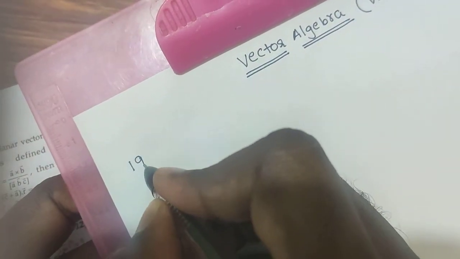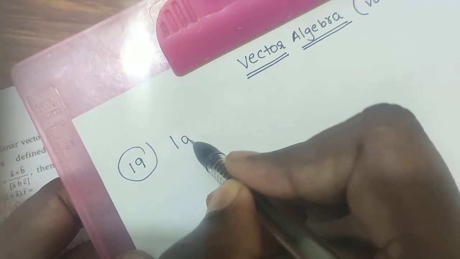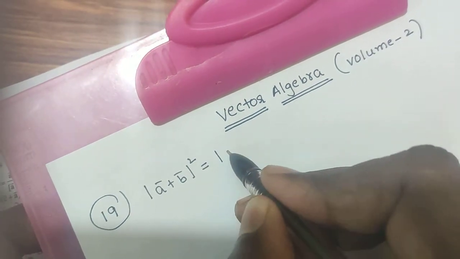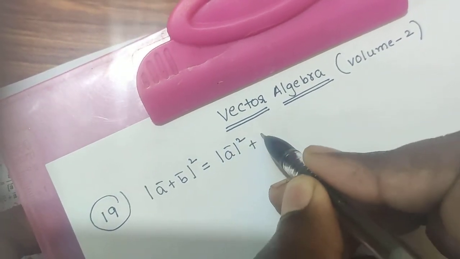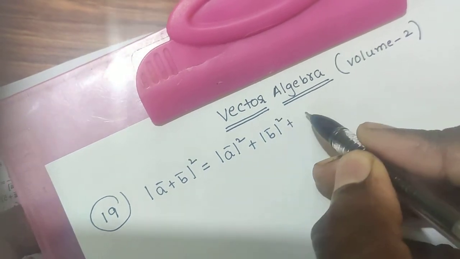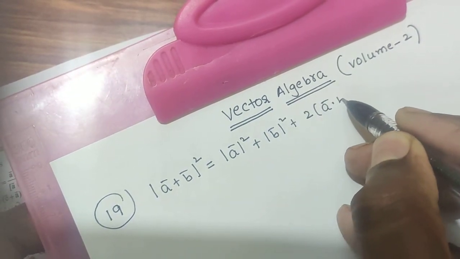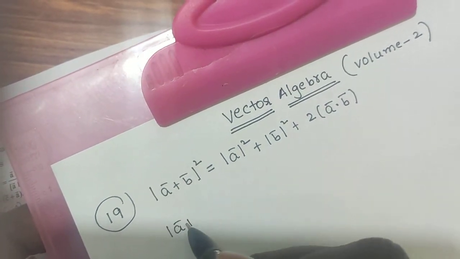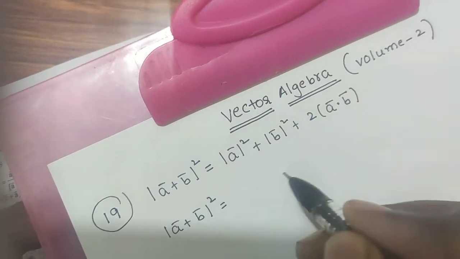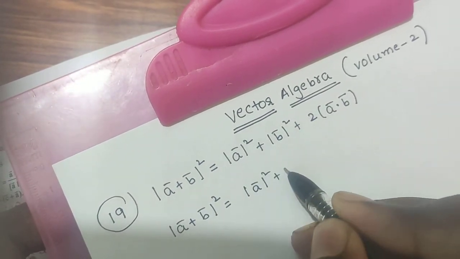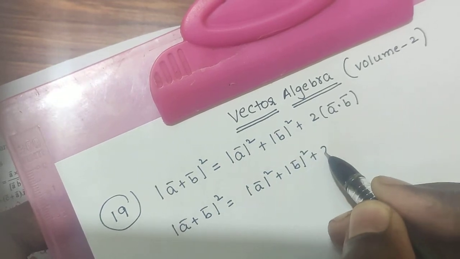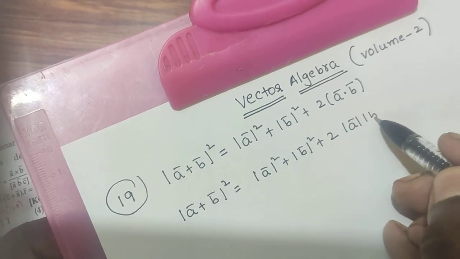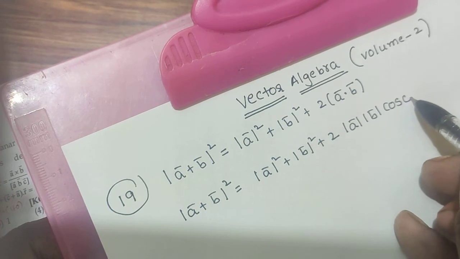So we know the formula: modulus of A bar plus B bar whole square equals mod A square plus mod B square plus 2 into A bar dot B bar. So from this you can write A bar plus B bar whole square equals mod A square plus mod B square plus 2 into, what is the formula for A bar dot B bar? Mod A bar mod B bar into cos theta.